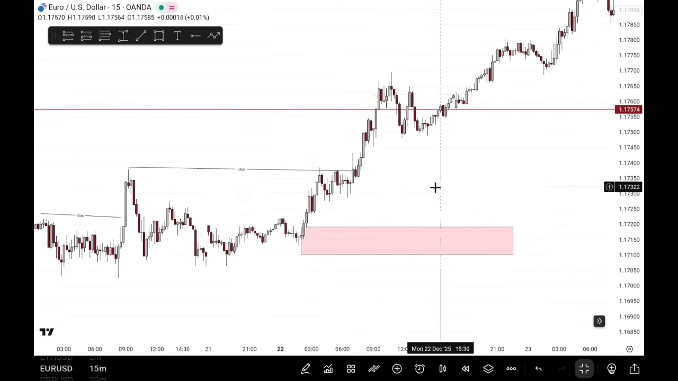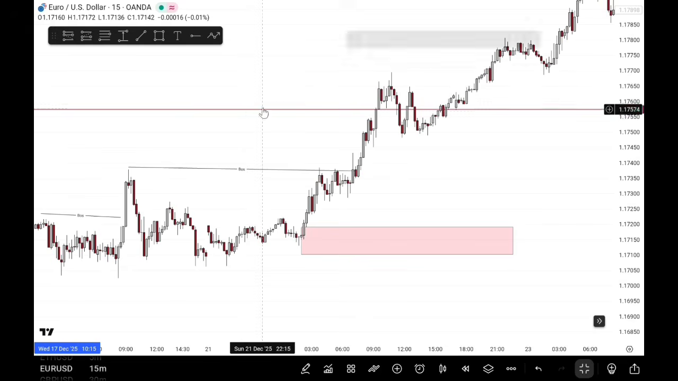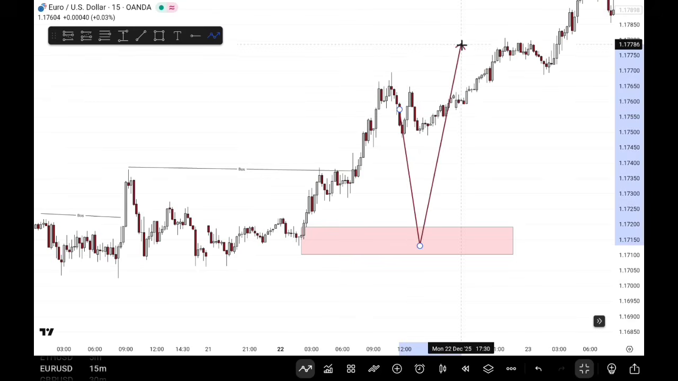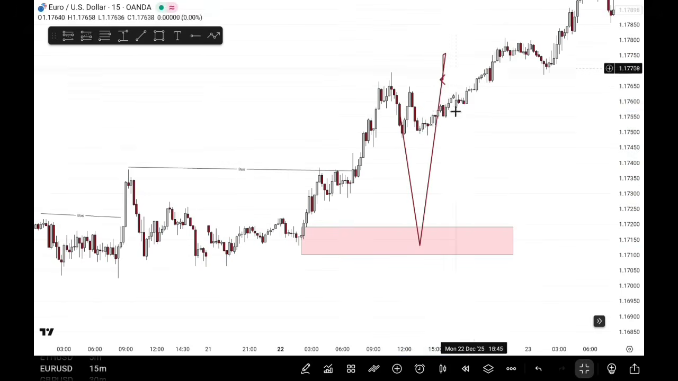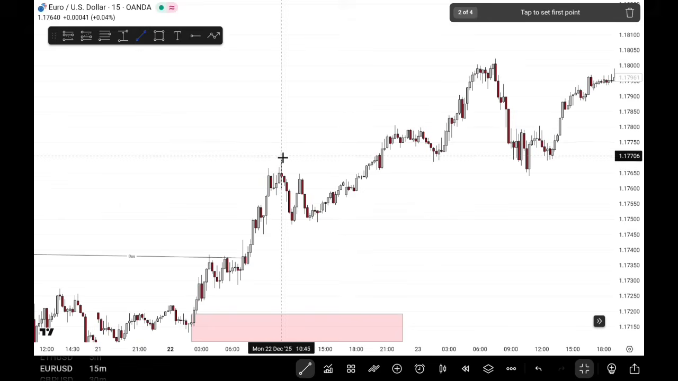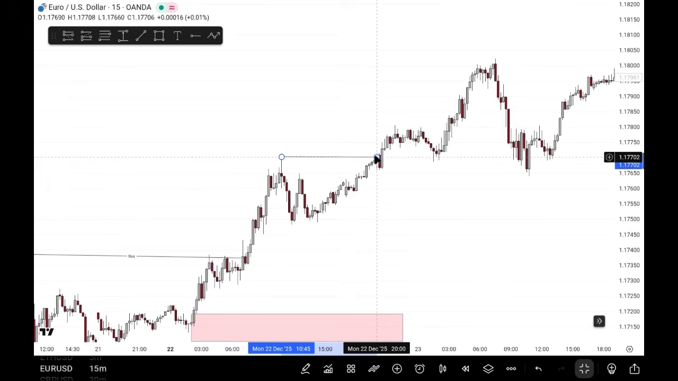Since we have this break of structure at this point, we expect price to return back from here and also give us another move. But price did not return back to that origin to give us another move, right? So price continued moving to the upside. We also have this break of structure to the upside at this point.